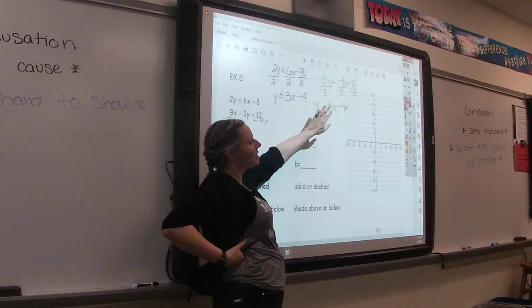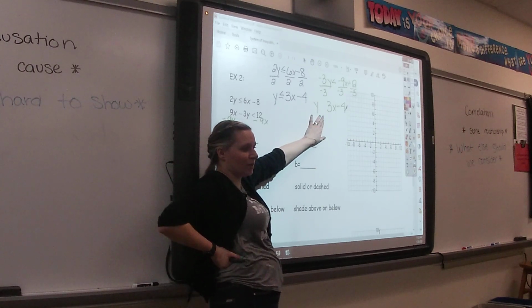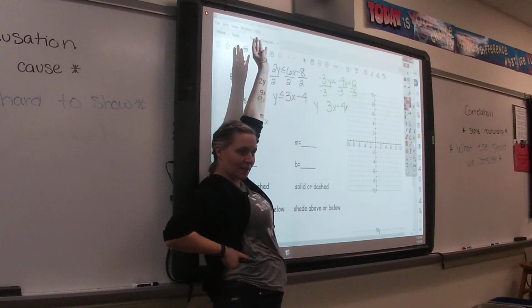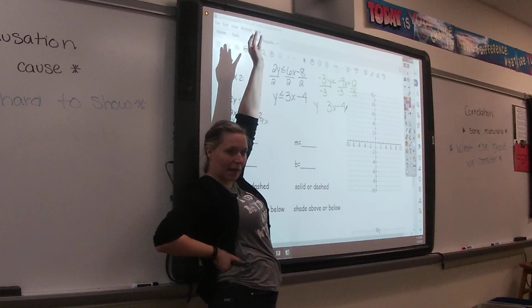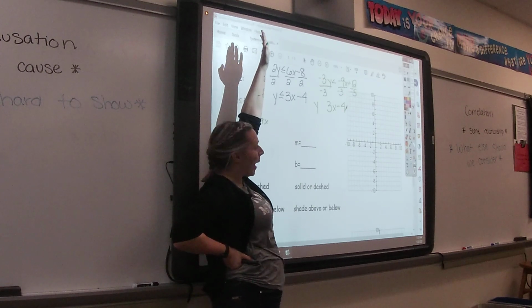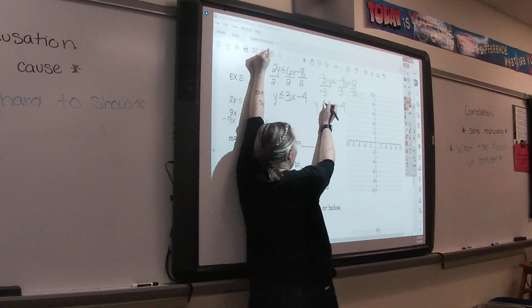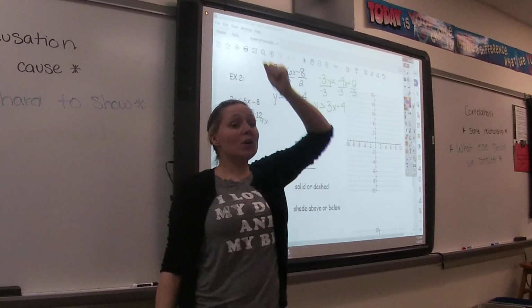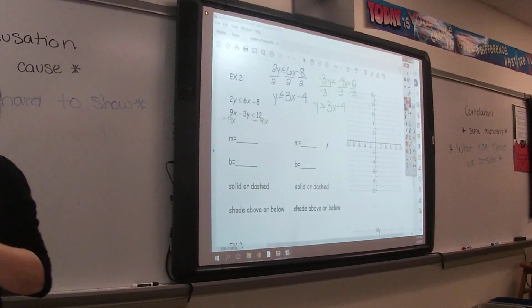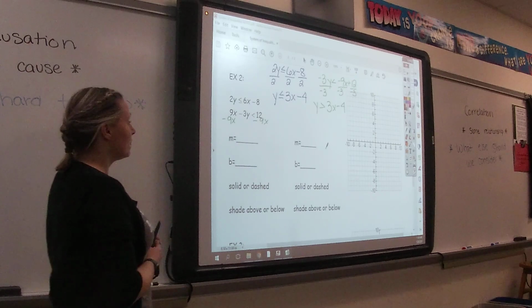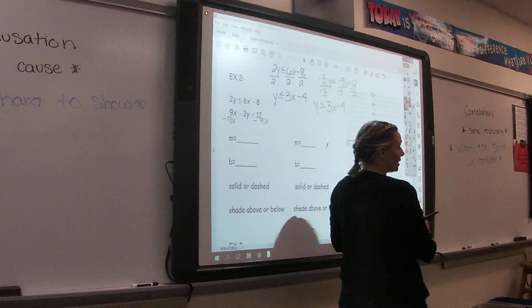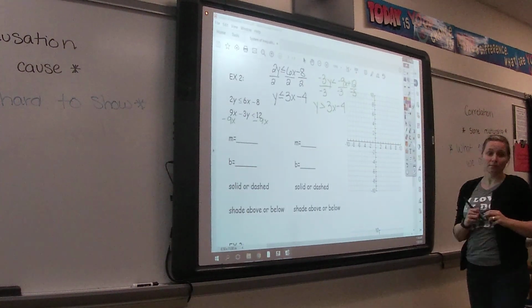Show of hands, who can tell me what sign I want to put in here for the second one when I solve for y? Feel confident about it? Abby, what do you say? Why? So our rule was when we are dealing with an inequality, if we multiply or divide by a negative, we have to flip the sign. Okay, so we need y is greater than 3x minus 4. And our first one is y is less than or equal to 3x minus 4.